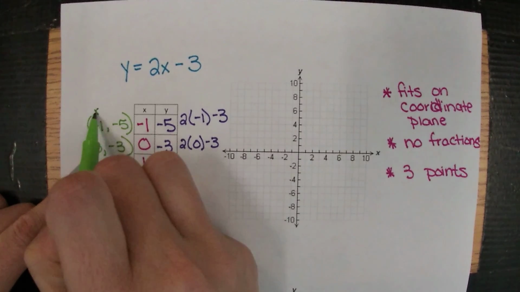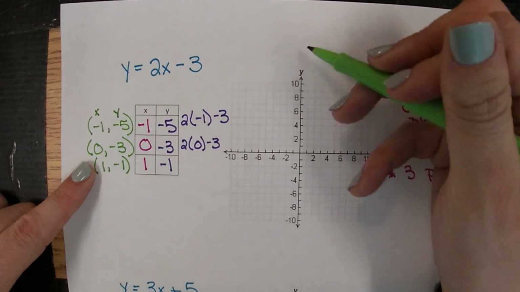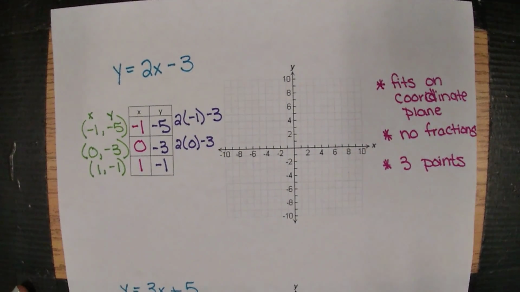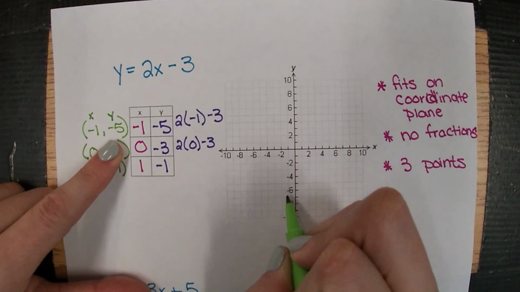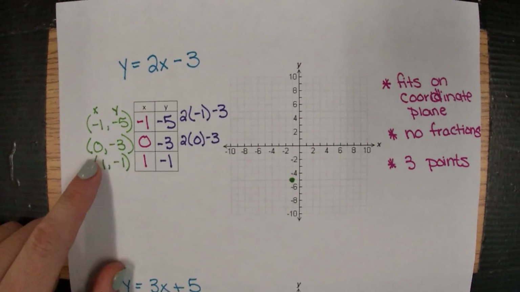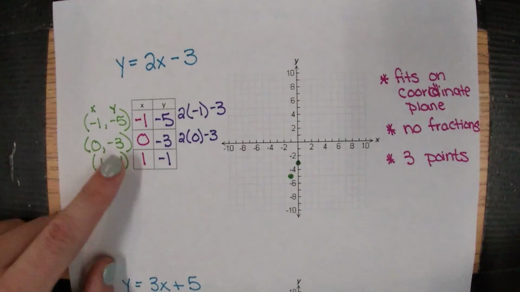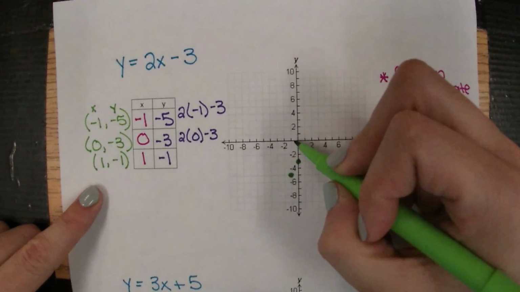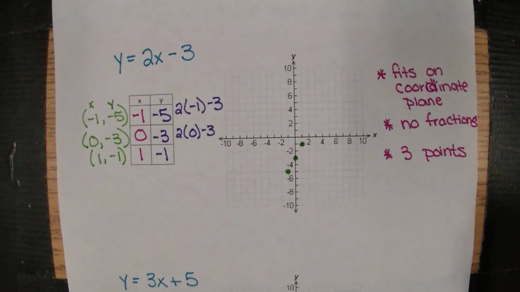But they're always ordered pairs x, y, where our x-axis is the horizontal, our y-axis is the vertical. So we are going to go left 1 and then down 5. 0, -3, we are going 0 on the x, -3 on the y. 1, -1. Now, the key here is that it should be a line, right?